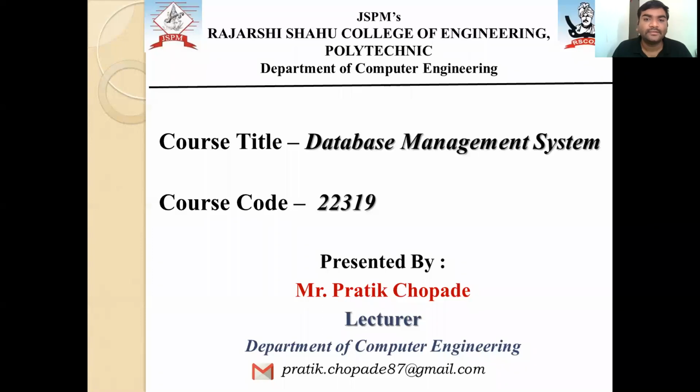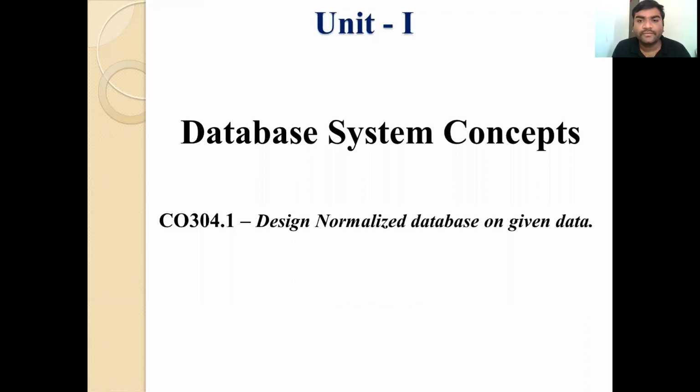I am going to explain all the concepts related to the course Database Management System. So we will start with our first tutorial, about the database system concepts. In this tutorial, we are going to cover the first CO that is mentioned in our syllabus. The first CO is: design normalized database on a given data. That is CO number one. CO means the course outcome number one.